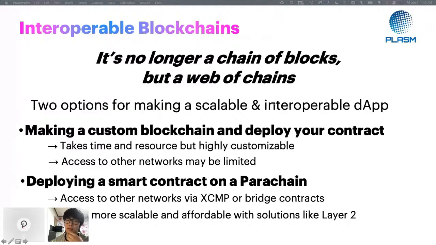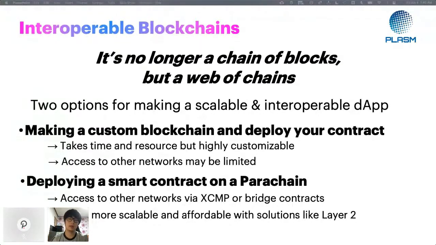And when you're trying to create an application that is interoperable, there are two options. One is to create a custom blockchain from scratch, or you can fork an existing blockchain. And thanks to Substrate, developing a blockchain is much easier and more scalable, but it still takes a lot of time, and your access to other networks is quite limited, since you have to directly implement the bridge contract to your network.